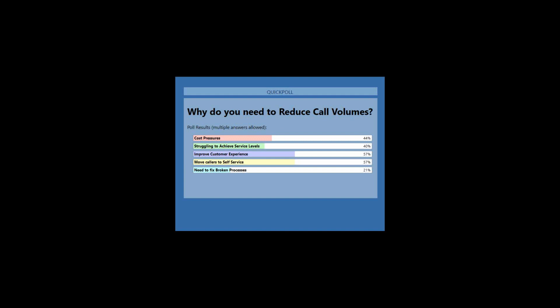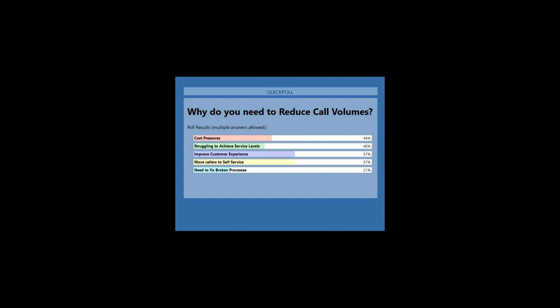And it looks like the reason for improving the customer experience is top there. Moving customers to self-service, that's a little surprising for me. Rich, what's your view on that? Both of those are surprising to me as well, but heartening to see.